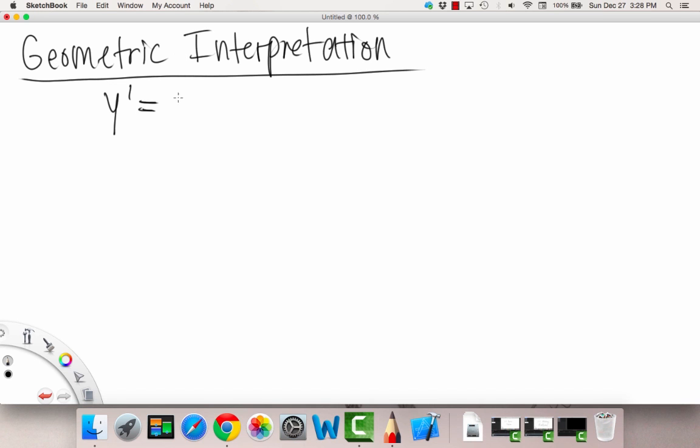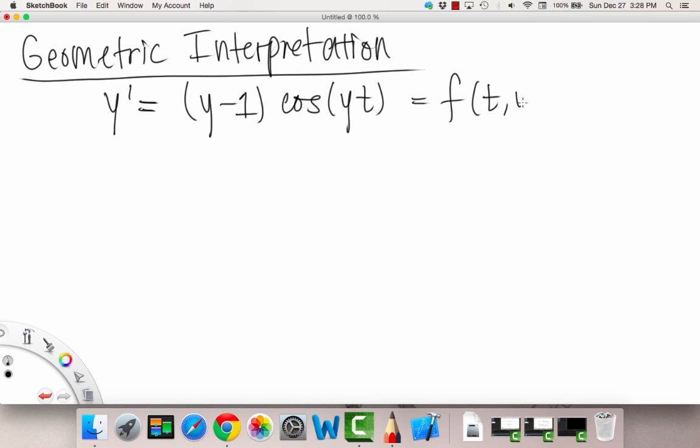Let's say we have some kind of equation: y prime is equal to y minus 1, times cosine of yt. This is our function of t and y, and it's in normal form, so we're good. Let's say we're given the initial condition y of 0 is equal to 2.